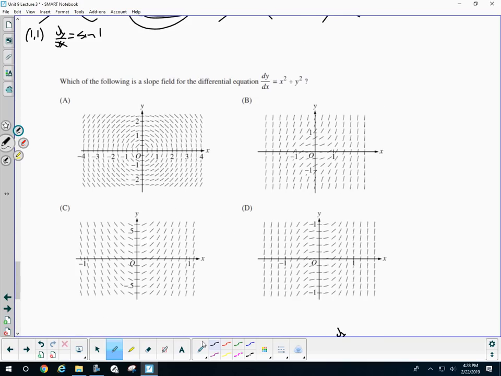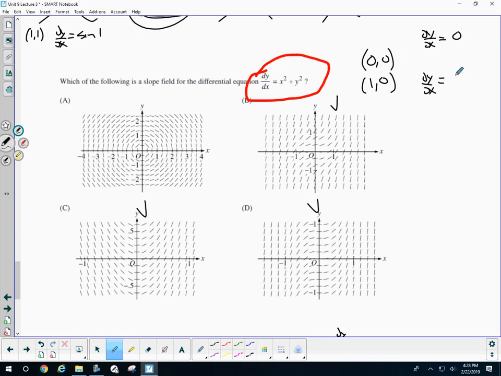One more. This one is similar to creating a differential equation. dy/dx equals x squared plus y squared. It creates which type of slope field? Well, I would just start plugging in points, you know? If you plug in 0, 0, your slope is 0. Okay, 0, 0, slope is 0. Yeah, that one works. That one works. This one works. I don't know if that works. Let's check another one. Let's try 1, 0. 1, 0, my slope should be 1.